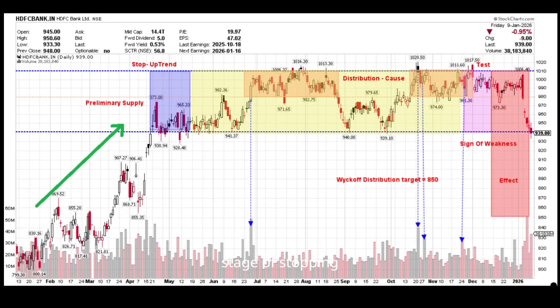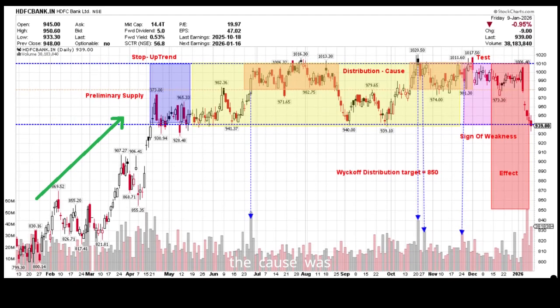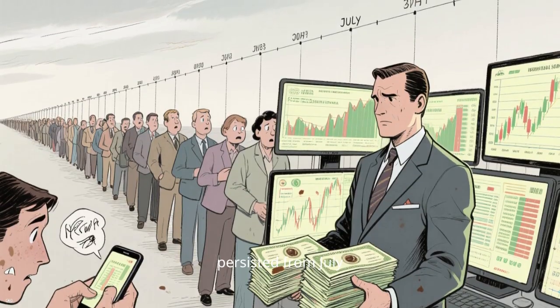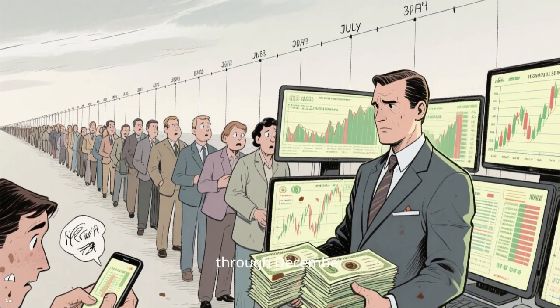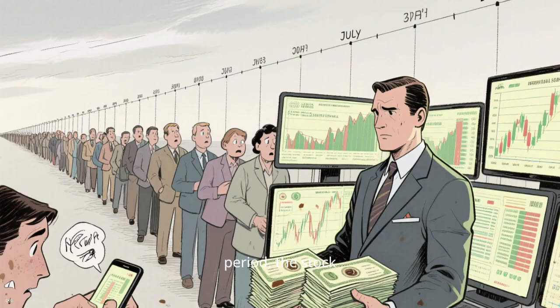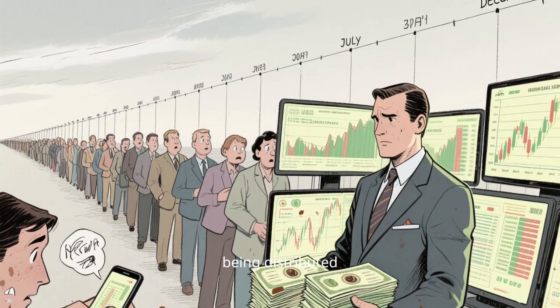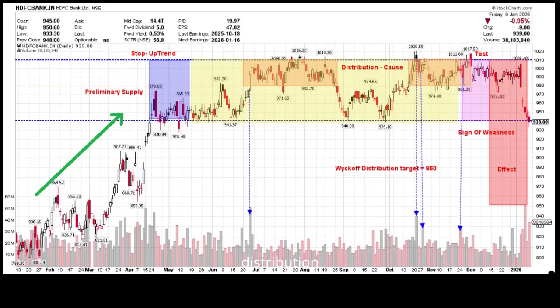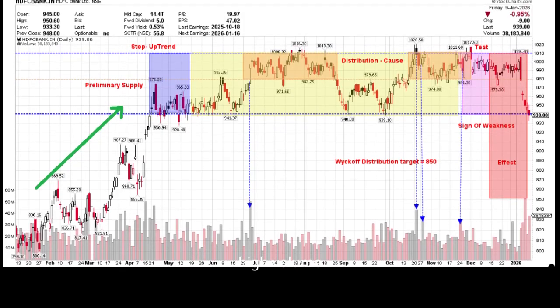Once the first stage of stopping the trend finished, the cause was built for the distribution, refer yellow shaded box. This action persisted from July through December. During this entire period, the stock was continuously being distributed. I have indicated with blue arrows connecting price and volume where high levels of distribution occurred, marked by high volume.